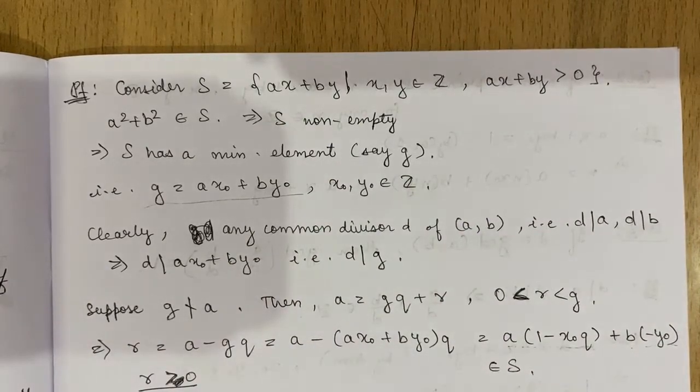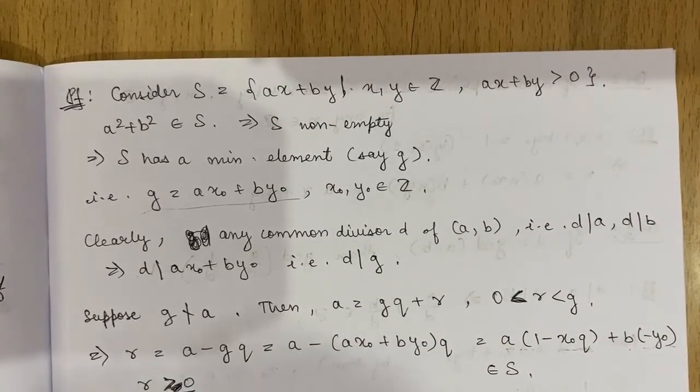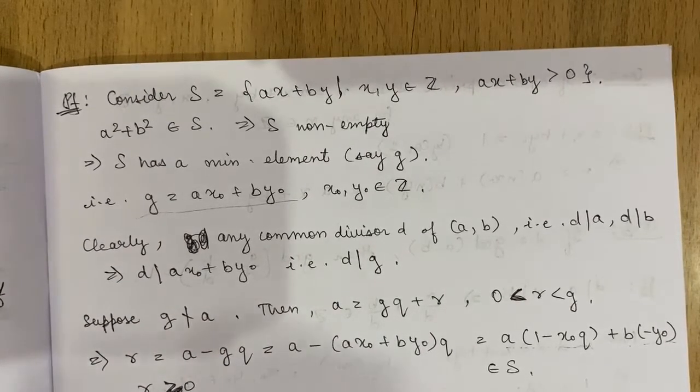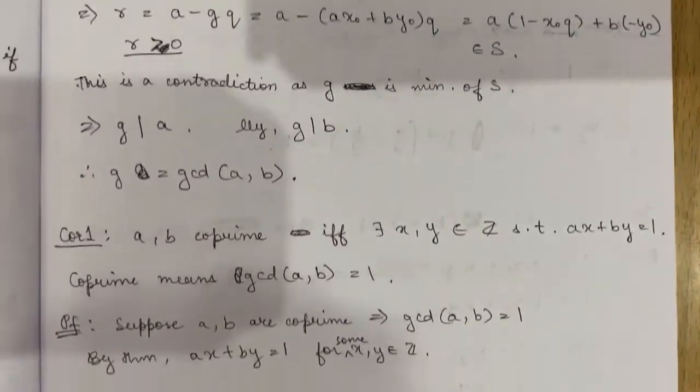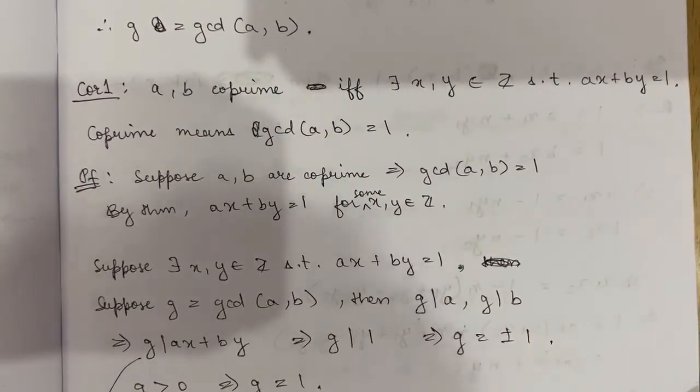Now let's look at this, which is also a very important property. I will solve 2-3 problems using this property itself, and this also has a few corollaries which are also very useful. Let's look at the corollaries now.